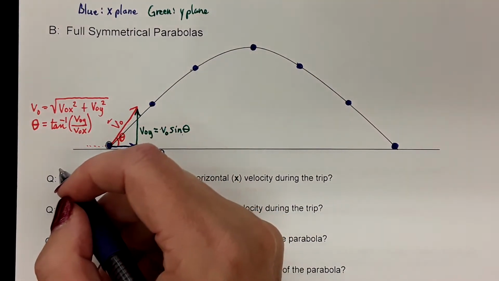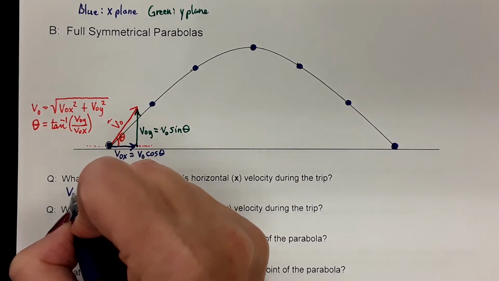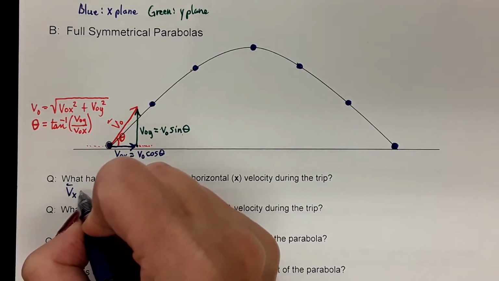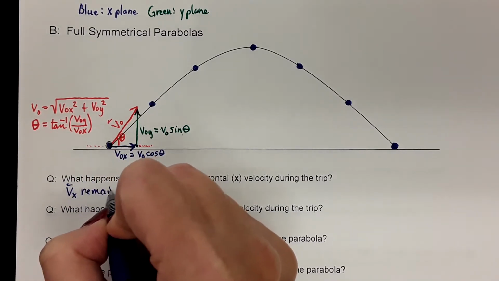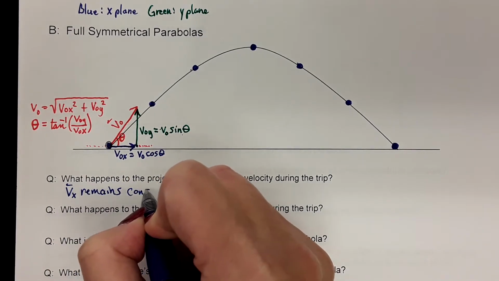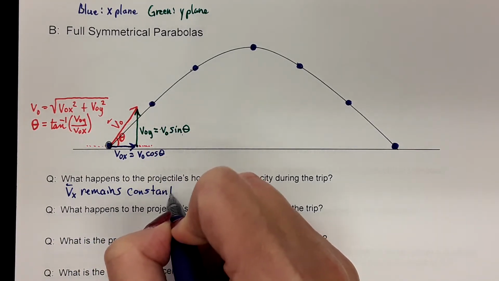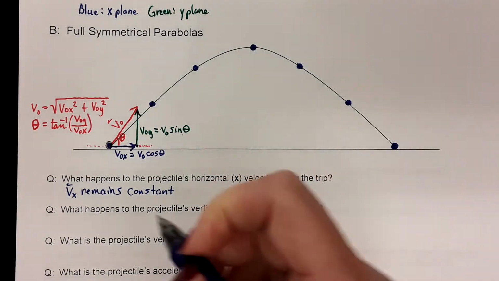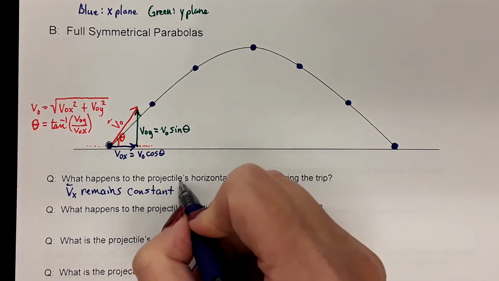So right here, we're going to say v sub x remains constant. That's how we would say it in English. The velocity remains constant. The x-plane, or horizontal, velocity remains constant.